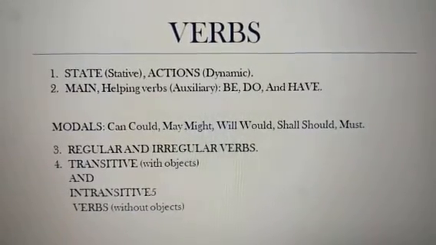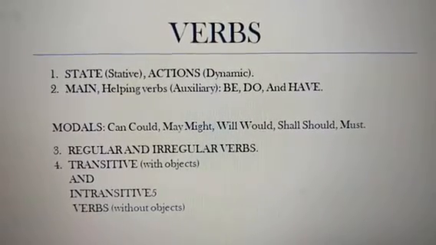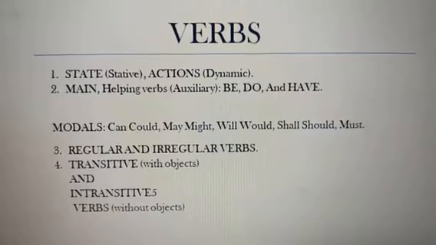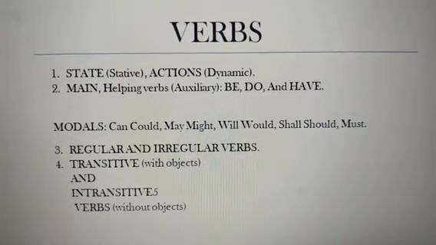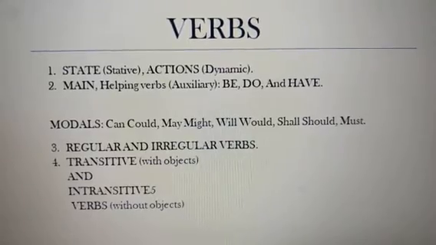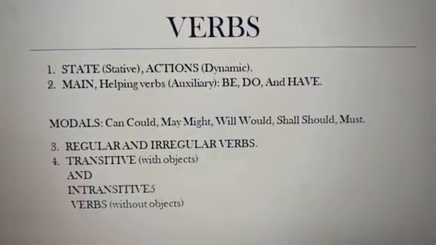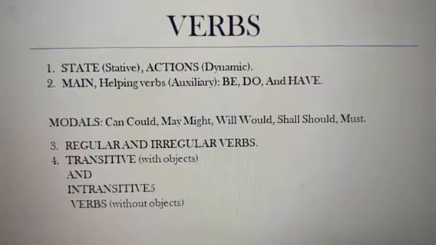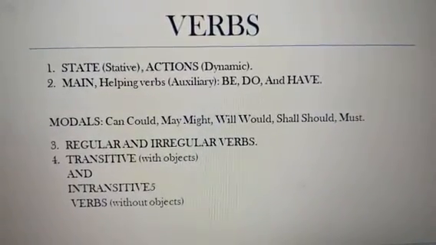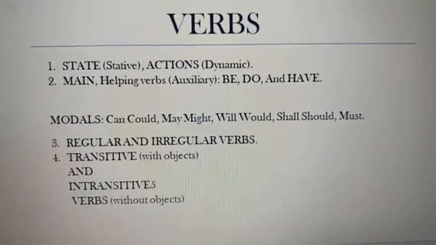Now let's begin. So first of all, as you can see in the image, what is a verb? Well, a verb is just a word that shows an action or a state. State means a situation, which we have already discussed in our previous lesson. And actually those are the two types of verbs. We call them state verbs and action verbs. Sometimes they are called stative and dynamic verbs, but the meaning is the same.